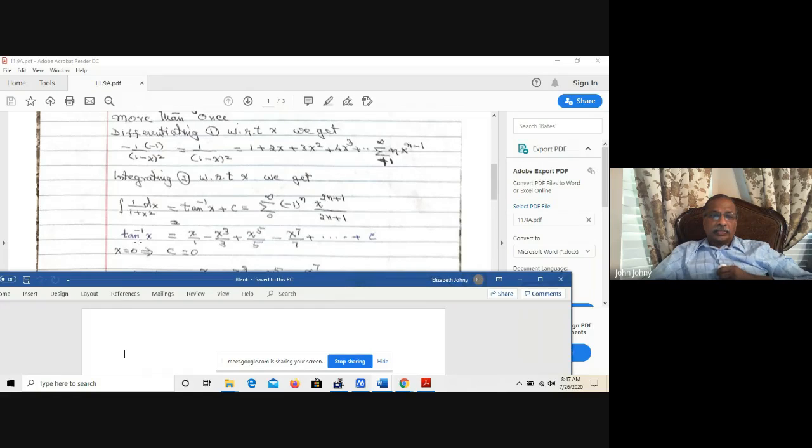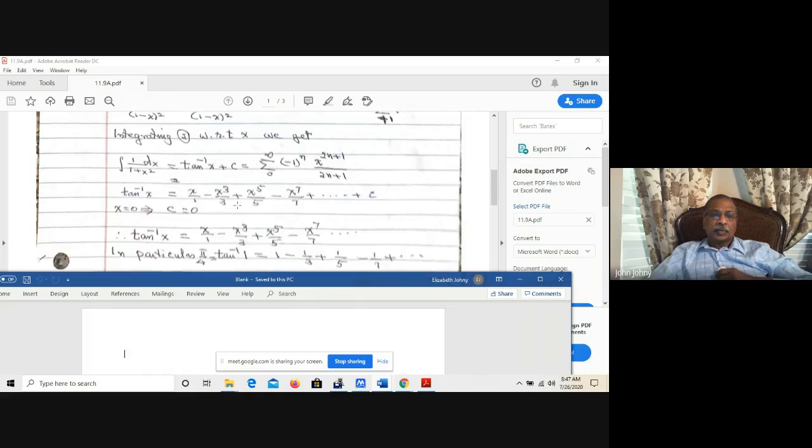And tan inverse x is equal to x over 1, or here itself you substitute x equal to 0. If x is equal to 0, you get tan inverse 0 plus c is equal to this series, and therefore c is 0. Tan inverse 0 is 0. So 0 is equal to that series plus c, which means c is equal to 0. You just plug in c there.